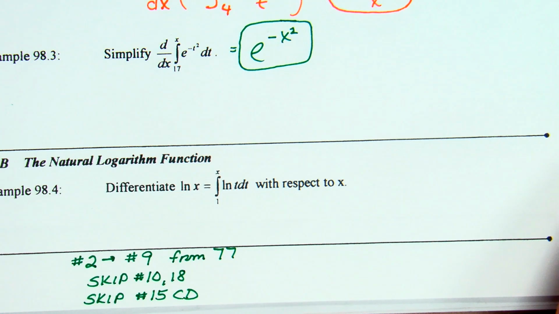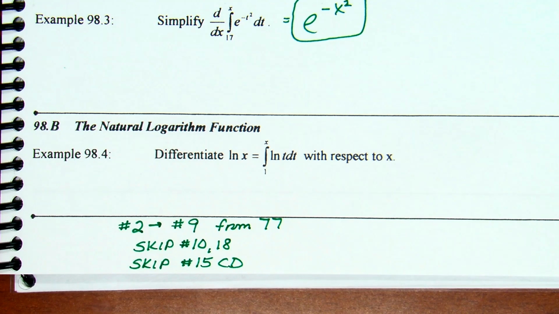Well, whichever side you look at, what is this going to equal? According to fundamental theorem of calculus part 2, the derivative of this integral from 1 to x is going to be 1 over t here. Substitute the x in, which makes it 1 over x. And again, that is by the fundamental theorem of calculus part 2. Okay?